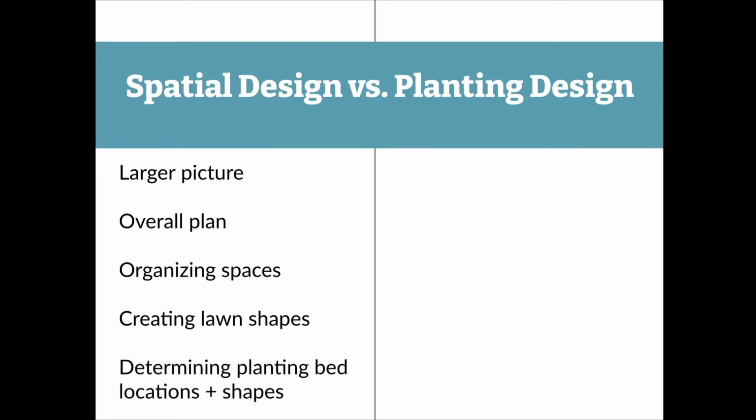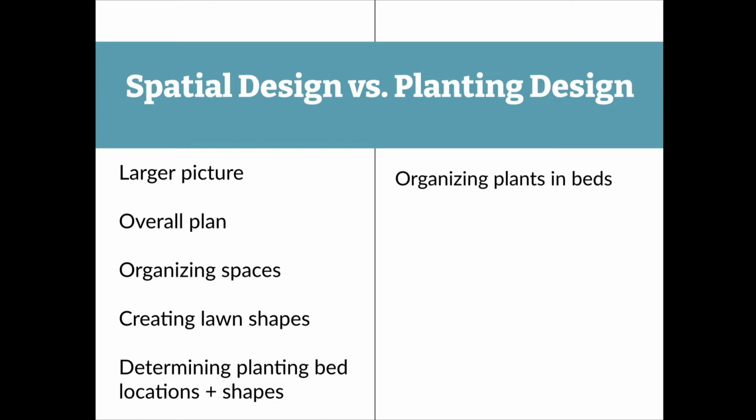This process also helps us determine planting bed locations, what the beds will look like in terms of their shape. This process is really cool because when you focus on creating the outdoor space, planting beds will eventually be revealed. So we're not designing planting beds first, we're designing the space first, and then we use planting beds to reinforce those spaces. Whereas planting design is about organizing the plants in those beds.